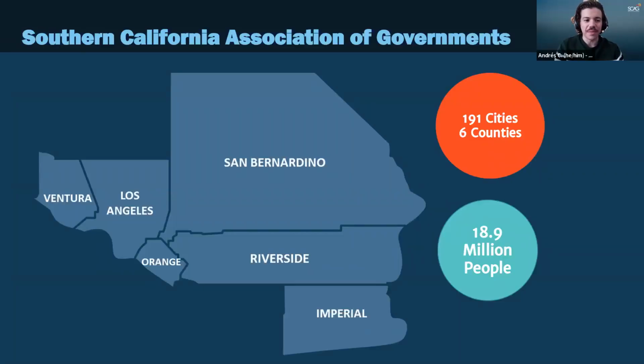Hi, everybody. My name is Andres. I am with the team at SCAG Go Human. And SCAG is the Southern California Association of Governments. We are the metropolitan planning organization for Southern California, comprising the counties of Ventura, Los Angeles, San Bernardino, Orange, Riverside, and Imperial. And this geography includes 191 cities and 18.9 million people.